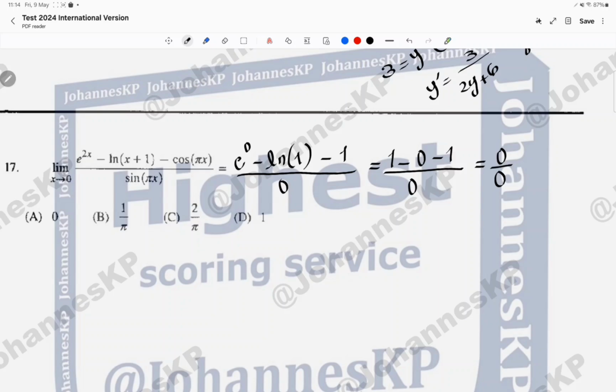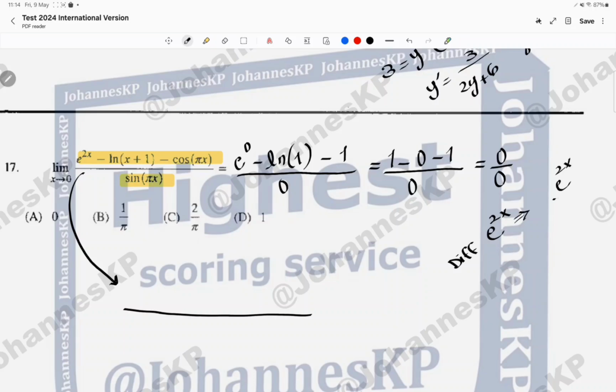It's called indeterminate form, which now lets us do something called L'Hopital's rule. So what does L'Hopital's rule mean? You differentiate the top and the bottom separately from each other. Okay? Let's start. So what's the derivative of e to the power of 2x? When you differentiate e to the power of 2x, you basically copy paste e to the power of 2x and multiply by the derivative of 2x, which is 2. So we're going to have 2e^(2x) minus.